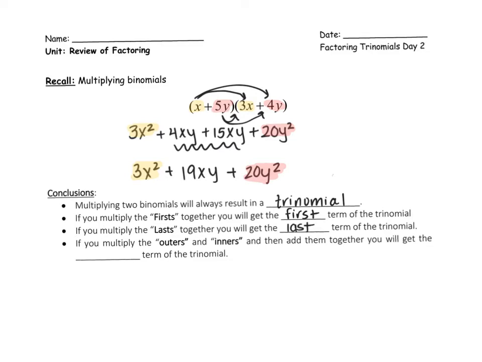And then how did we get this middle term? Well, we got that by multiplying the outers and the inners, so the different colors, right? These are the outers, these are the inners. So when I multiplied the outers and the inners and then added them together right here, then I get the middle term of the trinomial.